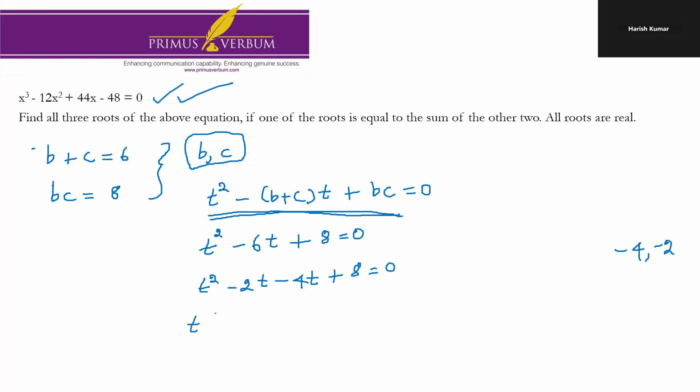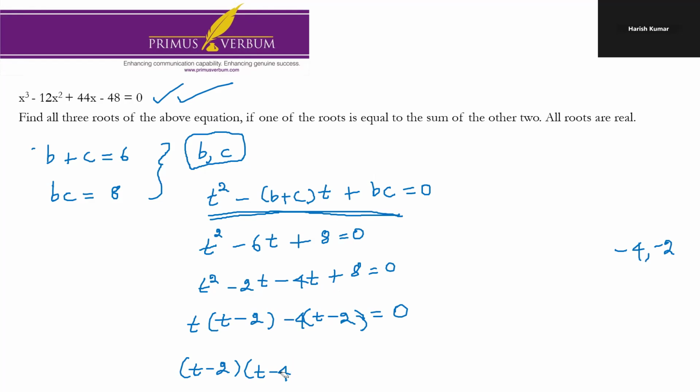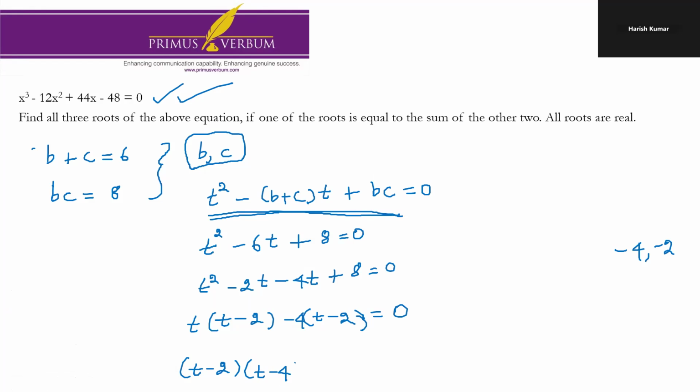Now I can factorize this. I can factorize this as t minus 2 and t minus 4. Okay, factorization of quadratic equations. There are videos about that online. I have uploaded them. You can check those videos of mine to know how to solve quadratic equations using the factorization method.